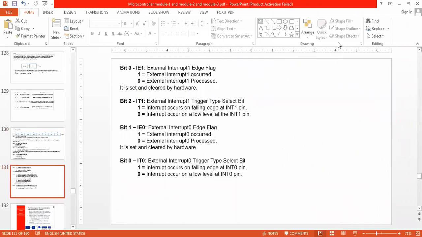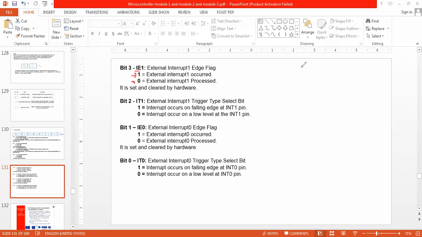So now, what are these other 4 bits? These other 4 bits are IE1, external interrupt 1 edge flag. It means whenever the interrupt has occurred, this bit will automatically be 1. If the interrupt has not occurred, it will be 0. Same in terms of IE0.